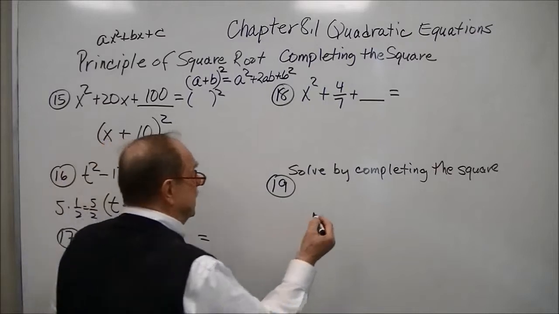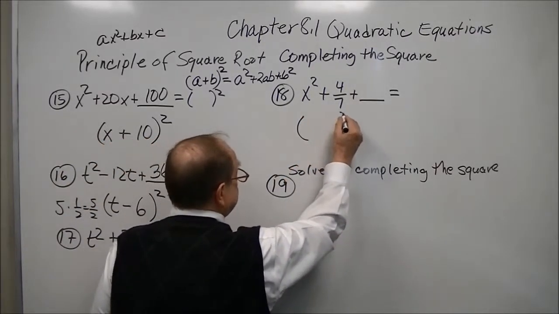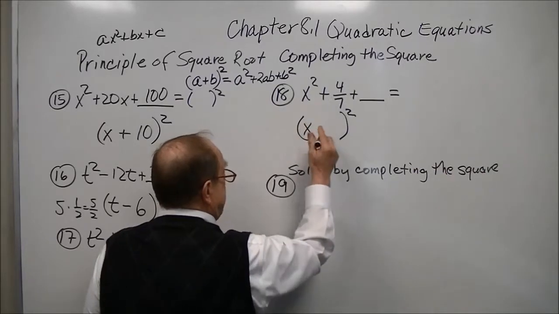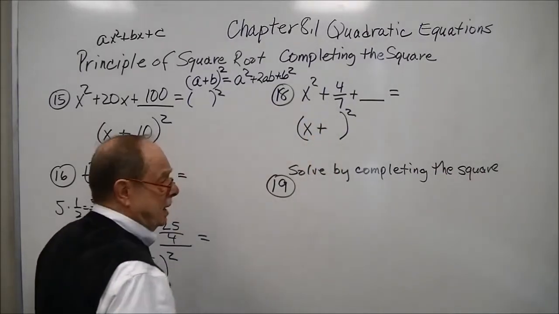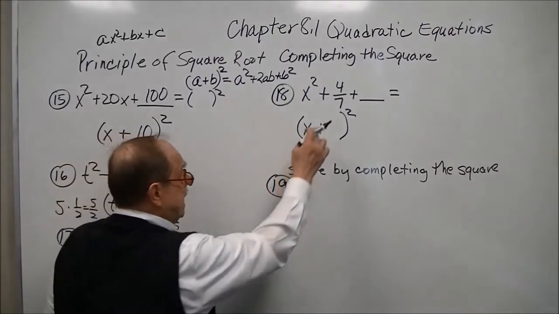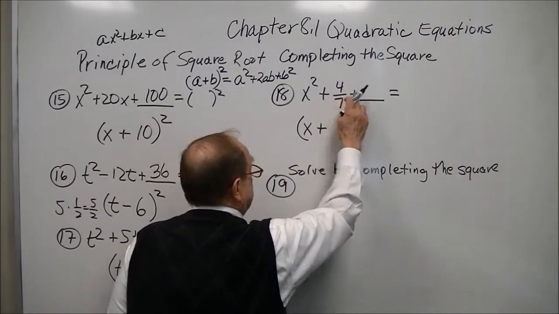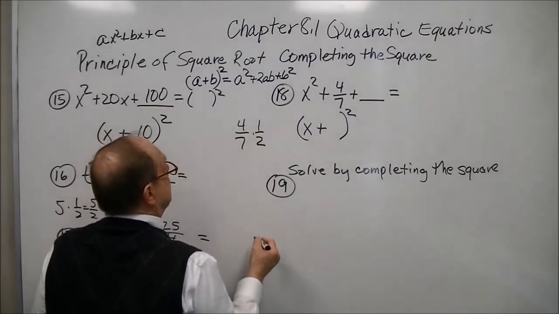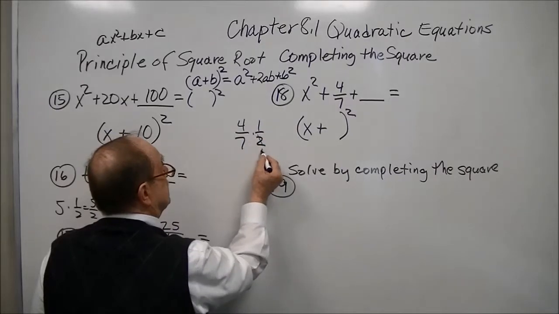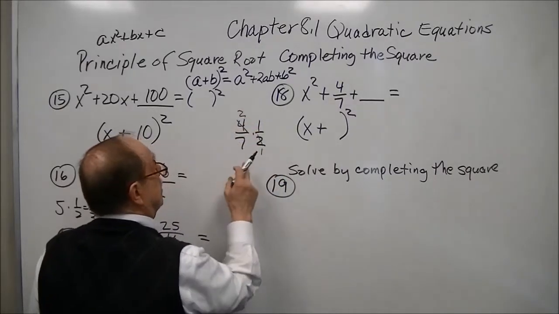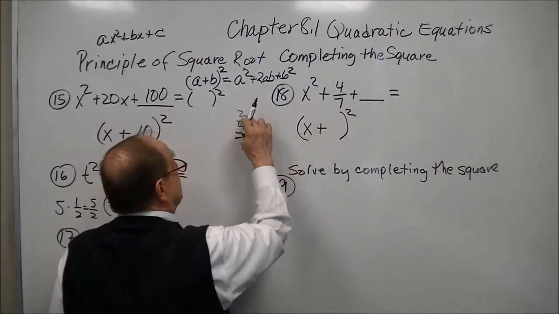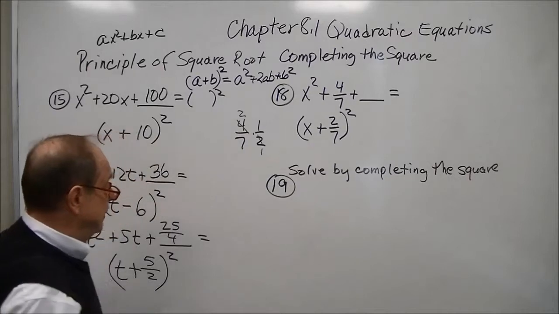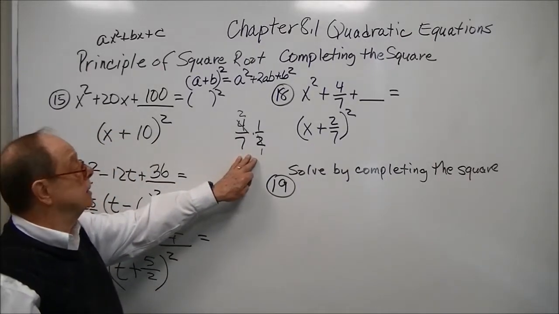Number 18 is a little more challenging. But again, what have you developed so far? A parenthesis, squared, the x goes right there, this sign goes right there, and now what are you going to do? You're going to take half of this. Well, let's use that technique. 4 over 7 times 1/2. Notice you can cross cancel. So half of this would be 2/7. And there's the proof of it.